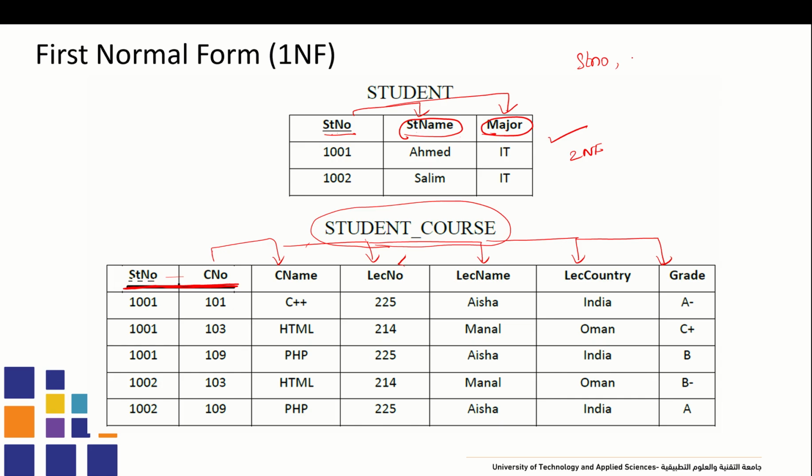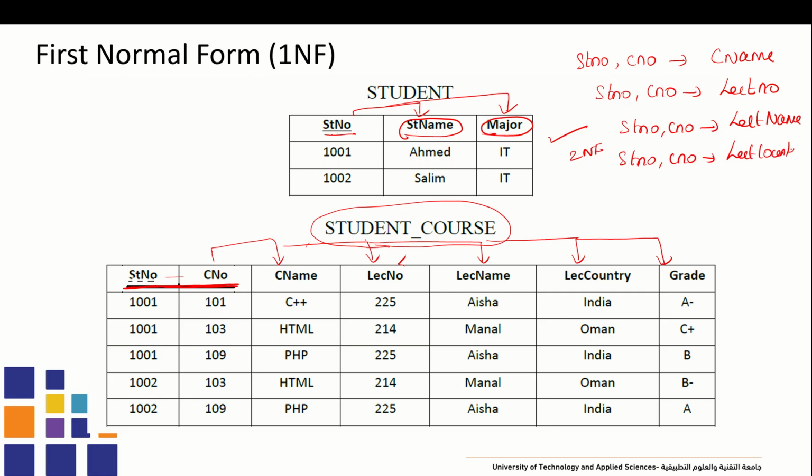Student number and course number determines course name. Student number and course number determines lecture number. Student number and course number determines lecture name. Student number and course number determines lecture country. Student number and course number determines grade. So I just wrote all the functional dependencies. I told you all the non-key columns should depend on the primary key.